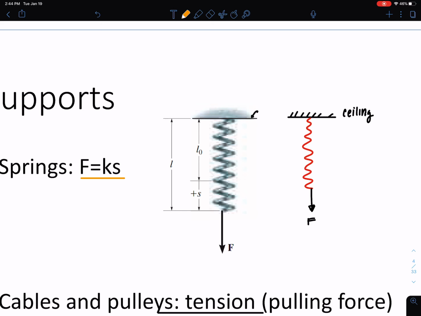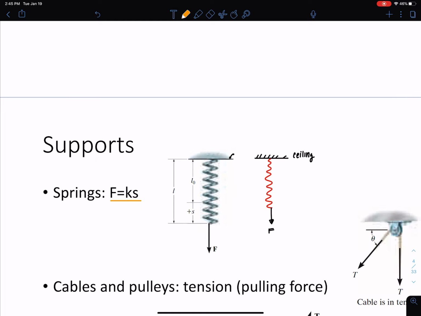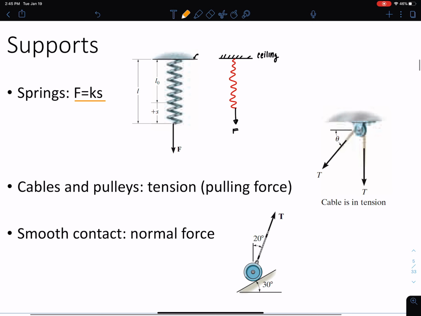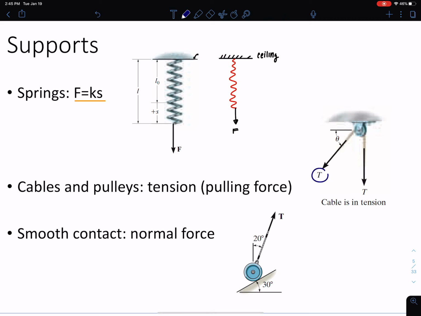Okay, so F is equal to ks, and remember k is our spring constant, which tells us how elastic that spring is, how strong or how stiff the spring is. Okay, the next type of elements we have are cables and pulleys. If I have a cable or a pulley, I'm going to represent the force in that cable with a T, T for tension.